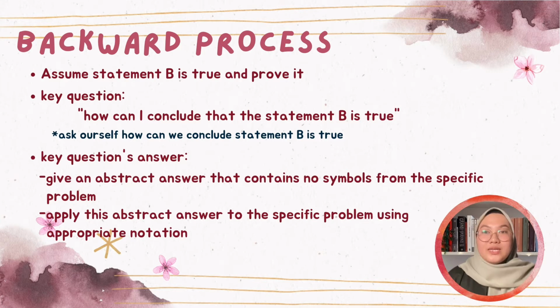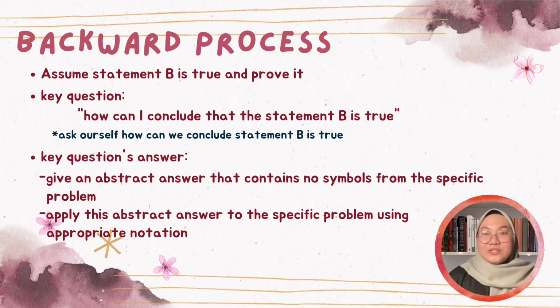The next step is to find the answer to the key question. The first thing is to give an extra answer that contains no symbol from the specific problem. From here, it shows that we need to find another answer from the statement we get.